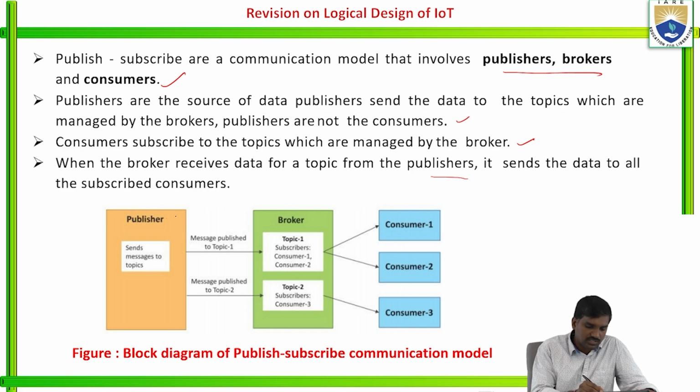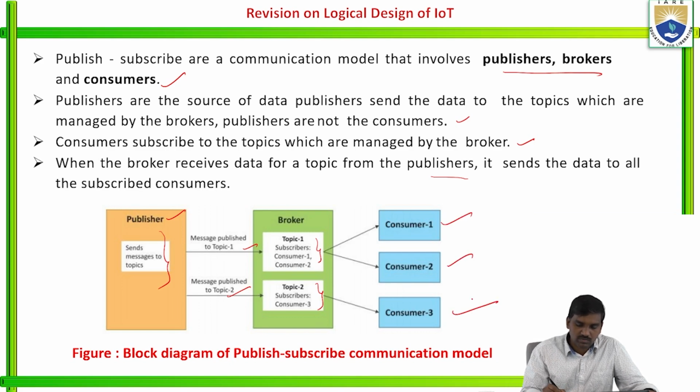So the publisher sends messages to the topics. Messages are published to topic 1 and topic 2. Under topic 1 are consumer 1 and consumer 2. Under topic 2 is consumer 3. The data will pass through the broker only. So the broker is the intermediate party between publishers and consumers in this type of communication model. This is the normal block diagram of the publish-subscribe communication model.